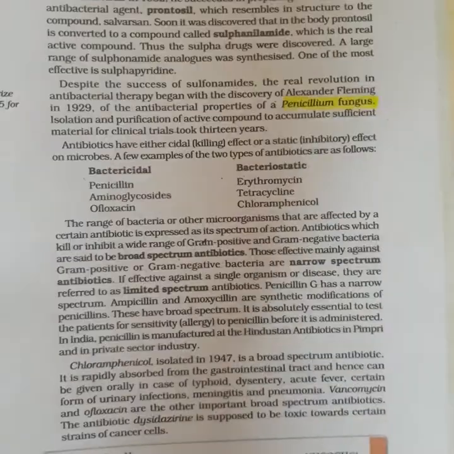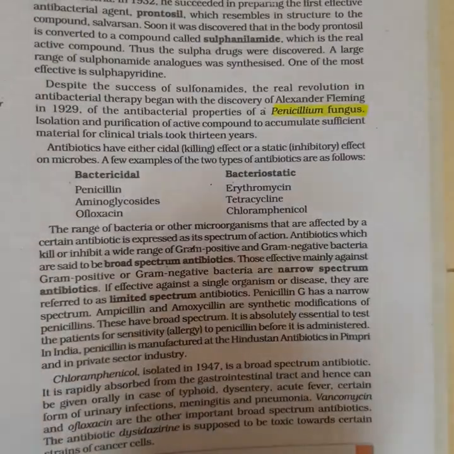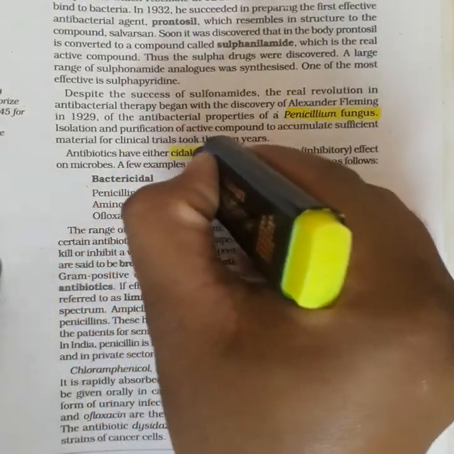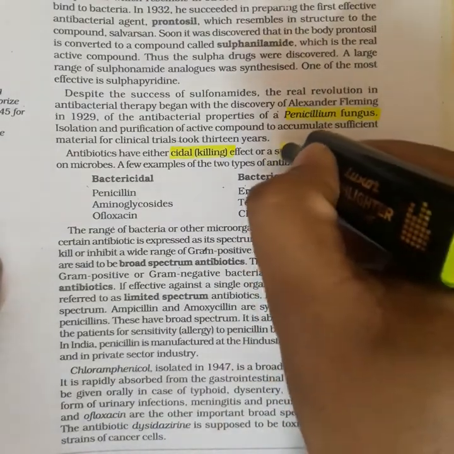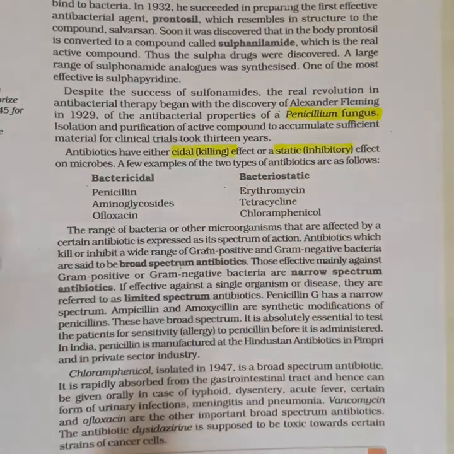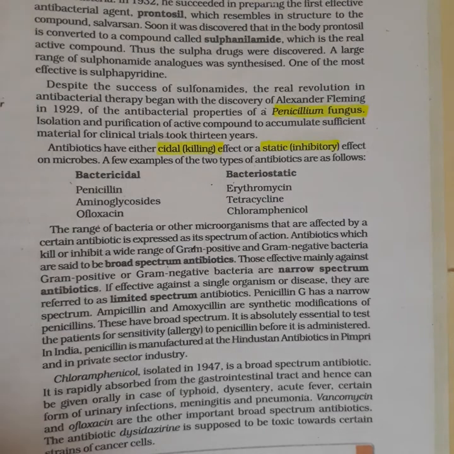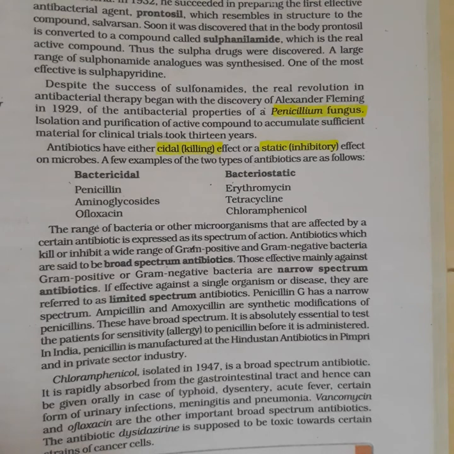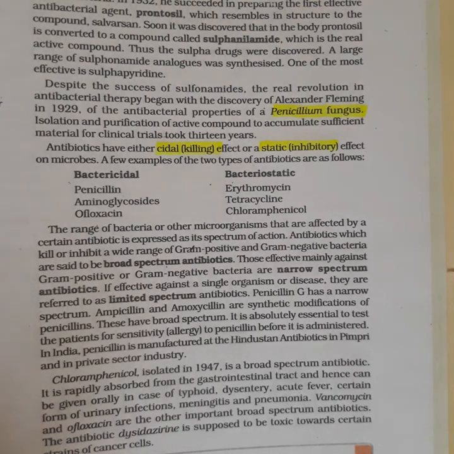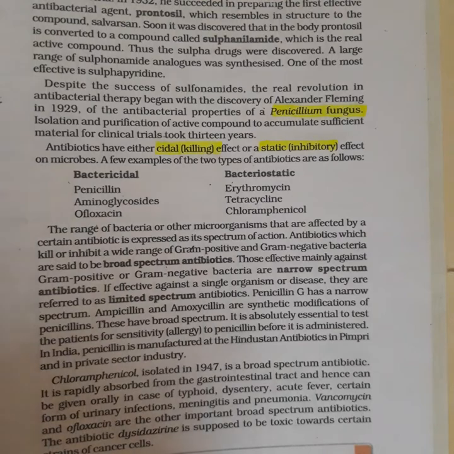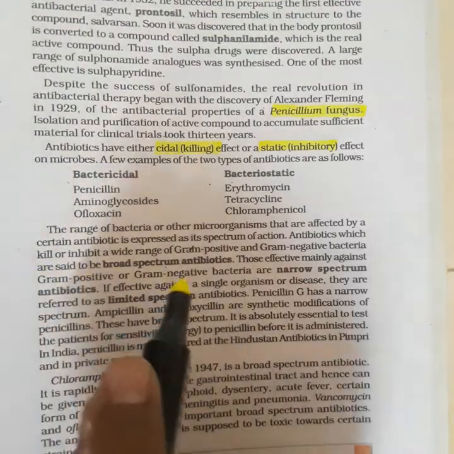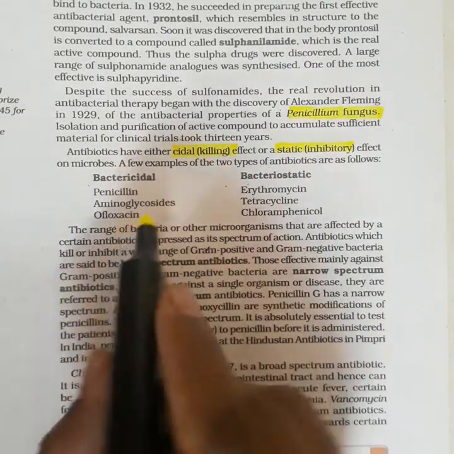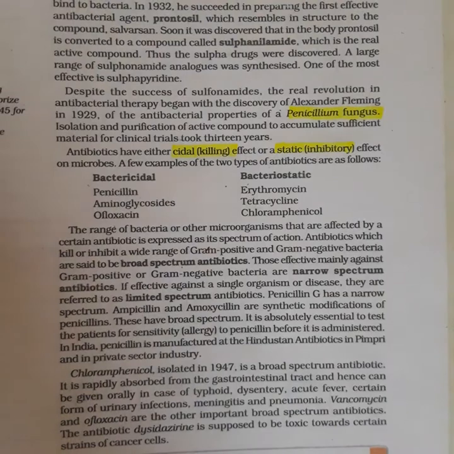Now the antibiotics are mainly classified into two types: bacteriostatic and bactericidal. Cidal means killing effect, which can kill the microorganism, and static means inhibiting the growth of microorganisms. There are two ways in which antibiotics can work: either they may kill the microorganism or they may inhibit its growth. The drugs like penicillin, aminoglycosides and ofloxacin are bactericidal in nature.